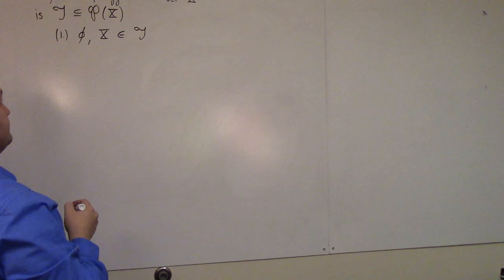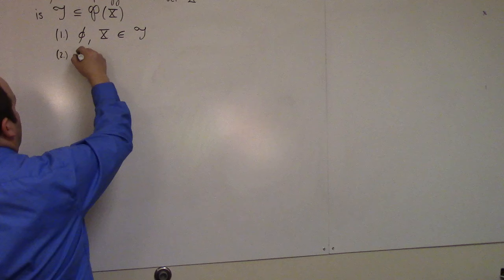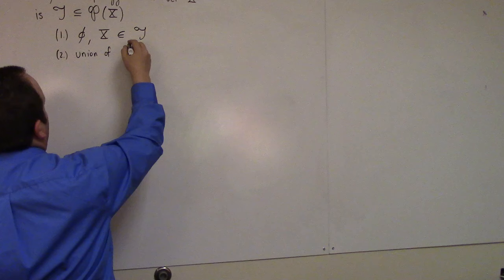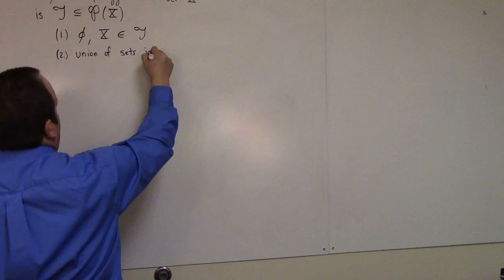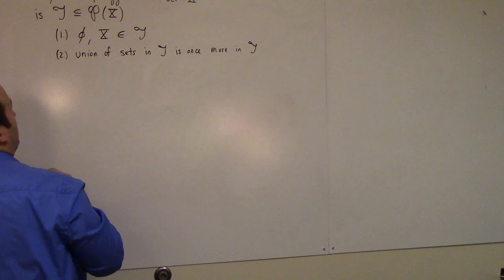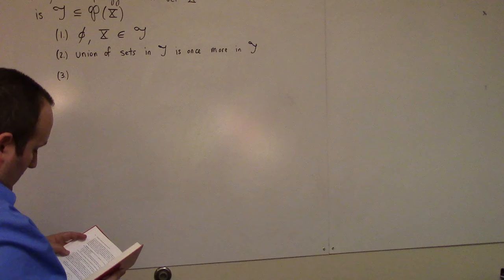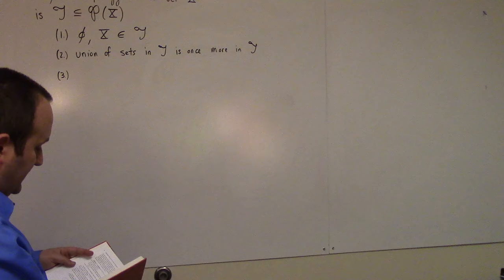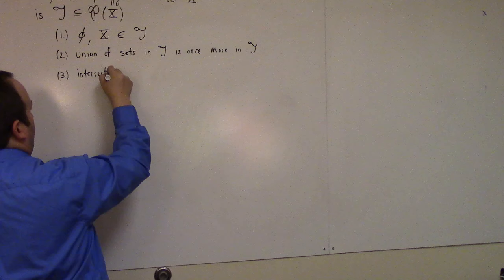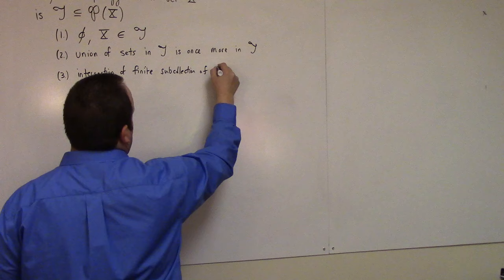Two, the union of sets in T is once more in T. You could say, in other words, I'll put the other words here in a second. Let me just get this out of my system. Three, the intersection of a finite subcollection of T is again in T.